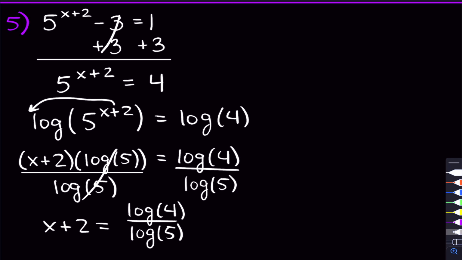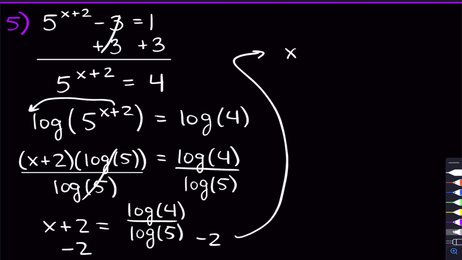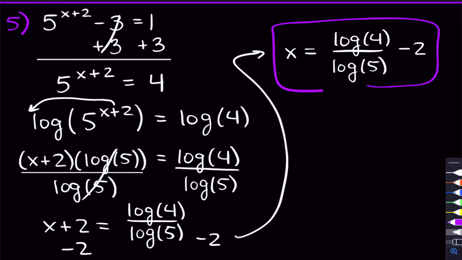And from here, the only thing left to do is just subtract 2 on both sides. And when we do that, we end up getting that x is equal to log of 4 divided by log of 5 minus 2. And there you have it. Problem 5 is done.